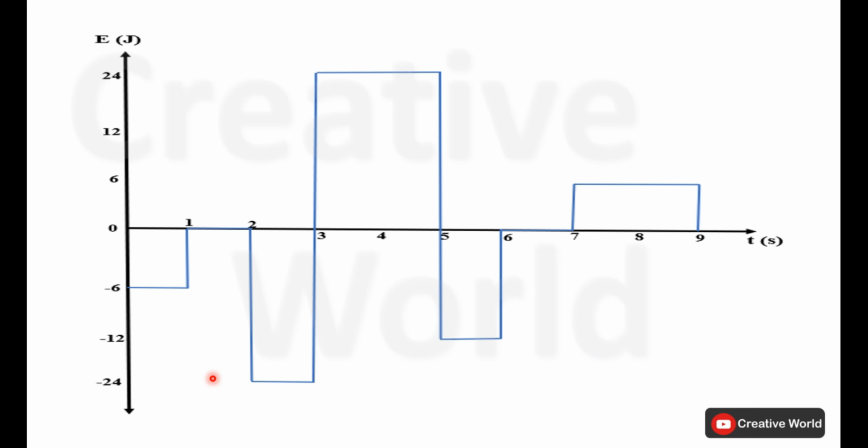Here is the plot of energy between 0 and 9 seconds.